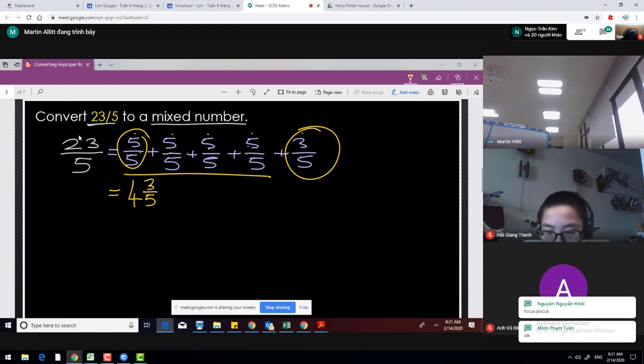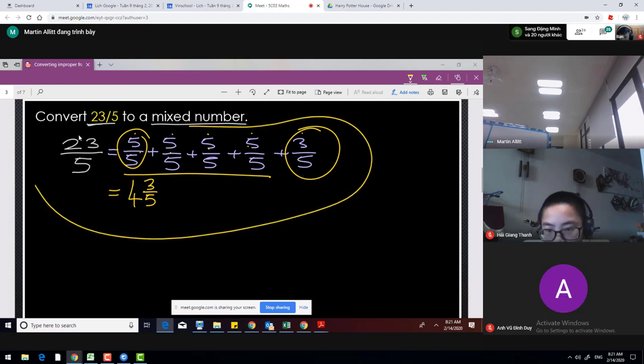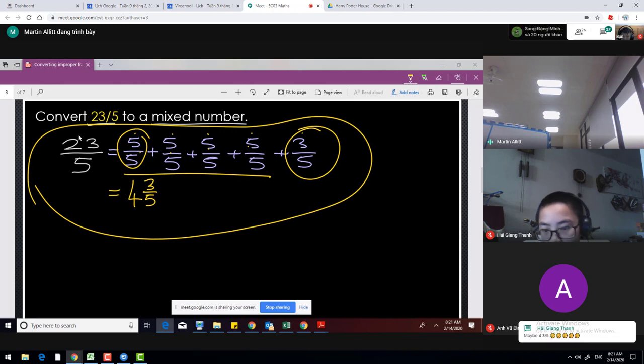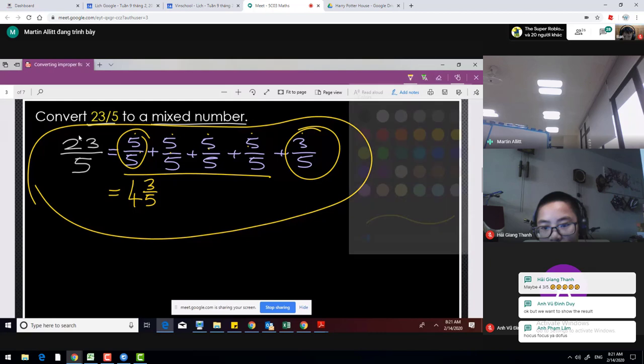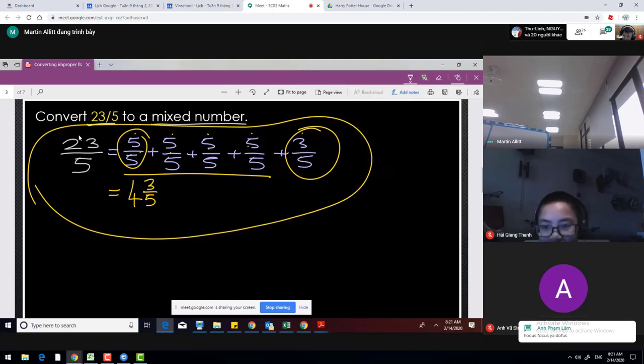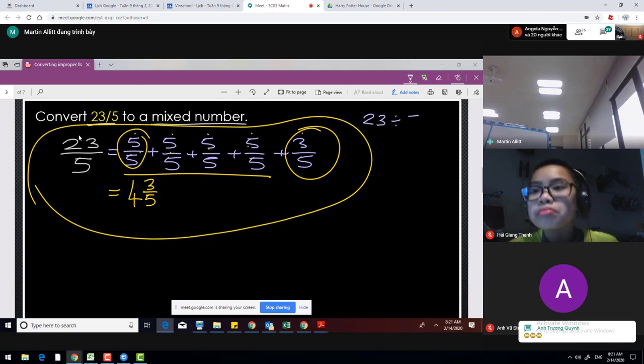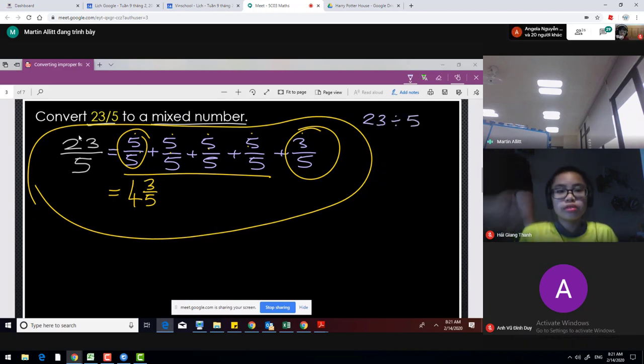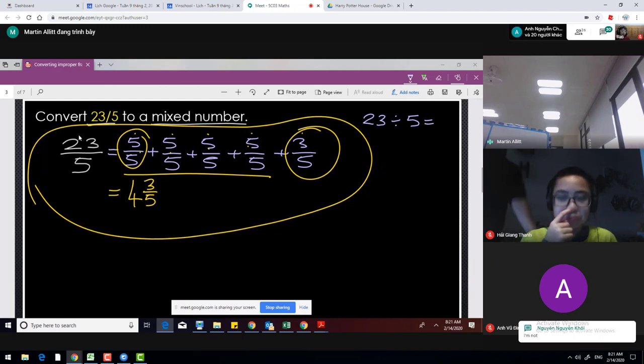Okay. Now, this is fine. You can just do it like this and everything will be okay. But you can make it quicker for yourself. There's another way to think about this. You could think about it as take that 23 and divide by 5. 23 divided by 5, well, that's 4 with a remainder of 3.